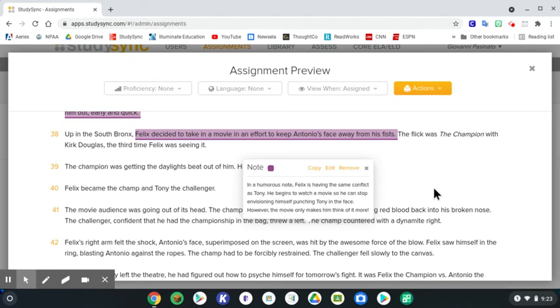So Felix is having the same issues as Tony, right? I don't want to think about my best friend. I don't want to think about hurting him, but all we can do is think about winning that fight.